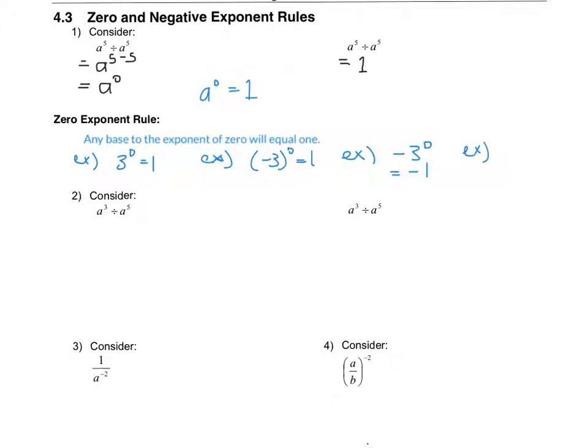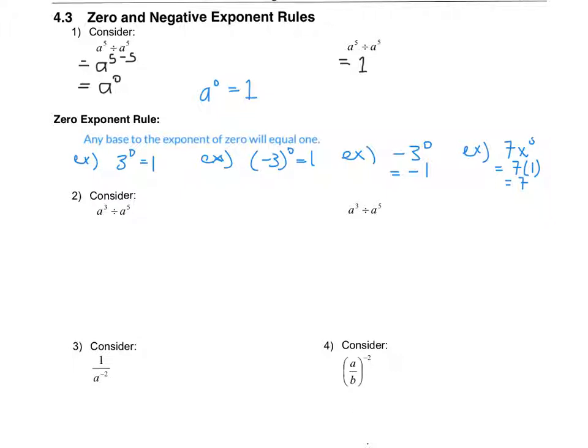If I had a 7x to the exponent of 0, the base with the exponent of 0 is actually just the x. So the x to the 0 is a 1. So I'm going to end up with 7 times the 1, which is equal to 7. So just a few examples there to help you through understanding how that actually works.